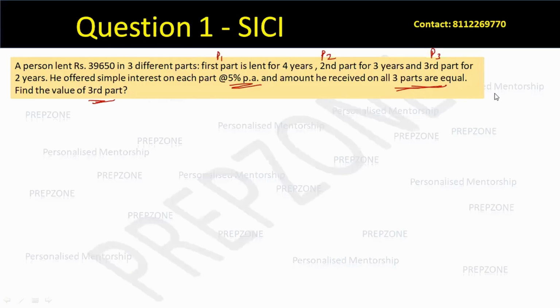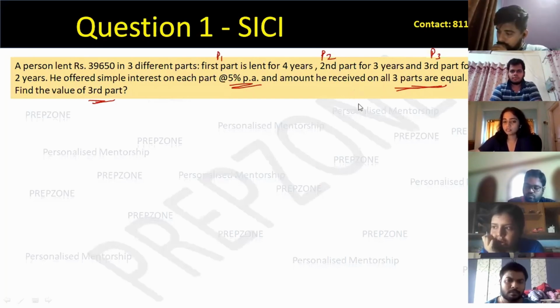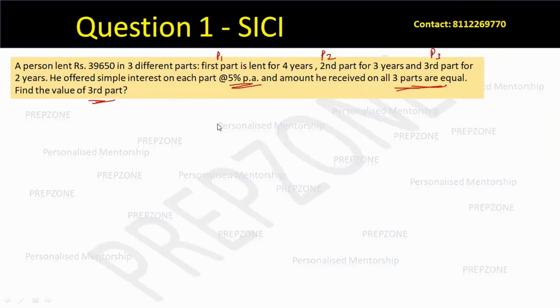तो फर्स्ट पार्ट का अमाउंट, सेकंड पार्ट का अमाउंट, थर्ड पार्ट का अमाउंट, तीनों पार्ट्स के अमाउंट सेम है. अभी अमाउंट क्या होता है? सिंपल इंटरेस्ट लगा है, सो अमाउंट इज प्रिंसिपल प्लस सिंपल इंटरेस्ट. ओके, एंड व्हाट इज सिंपल इंटरेस्ट? सिंपल इंटरेस्ट इज नथिंग बट P into R into T divided by 100, which is 5 into जो भी T है divided by 100. This is the formula of simple interest. I hope everyone remembers and knows this.